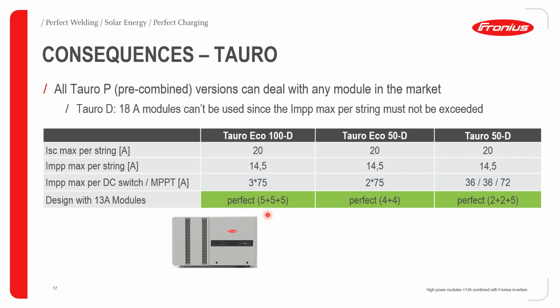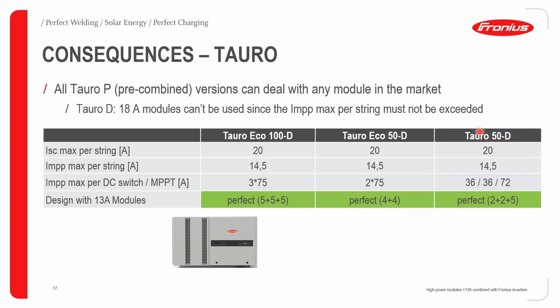As you can see with the Tauro D, you can achieve quite nice or quite high string connections. For Tauro Echo D 100 kilowatts, you can do up to 15 strings directly. And this can handle up to about 3 by 75 amps. And then for the Tauro Echo 50D, this would handle up to 8 strings directly to the inverter, handling maximum 2 by 75 amps. And then the Tauro Standard.